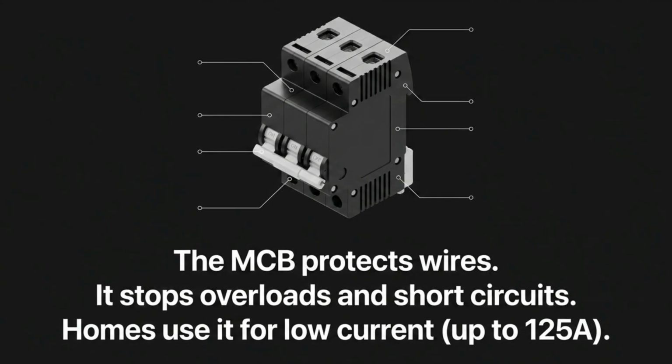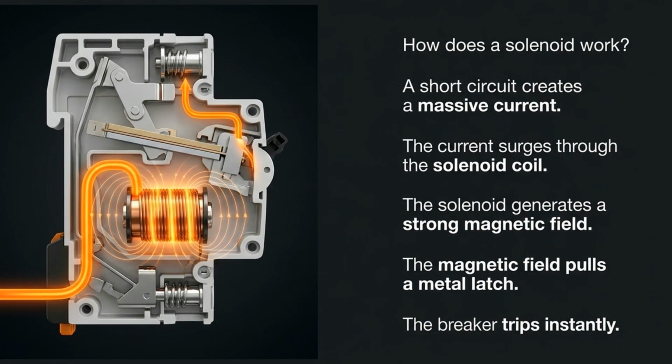The MCB, or miniature circuit breaker, is commonly used in homes for low-current circuits up to 125 amps. It acts quickly to stop overloads and short circuits, shielding your wiring. How does an MCB react so fast? It uses a solenoid. During a short circuit, a massive surge of current flows through the coil, generating a strong magnetic field that pulls a metal latch, causing the breaker to trip instantly.